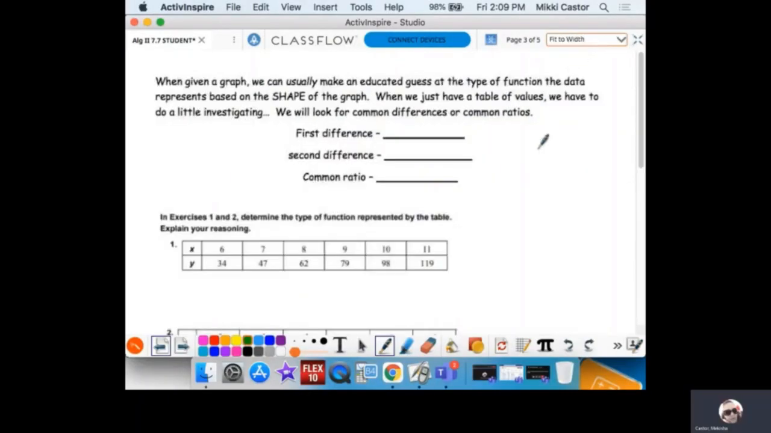So what happens if I don't give you a graph? You can plug in the information from the table, right? So if I just give you a table of values, now what happens when your exponential and your quadratic look a lot the same? How do you know which one to choose? I'm actually going to show you a way to algebraically figure out if it's linear, quadratic, or exponential. Those are our only three options from this point on.